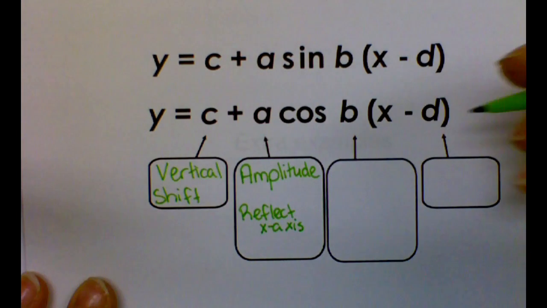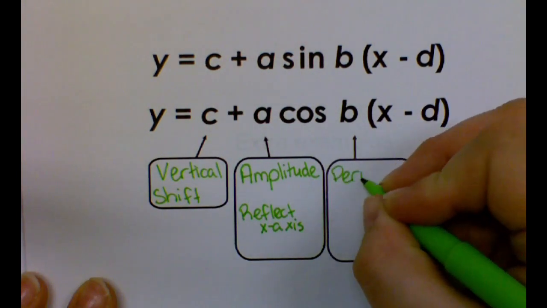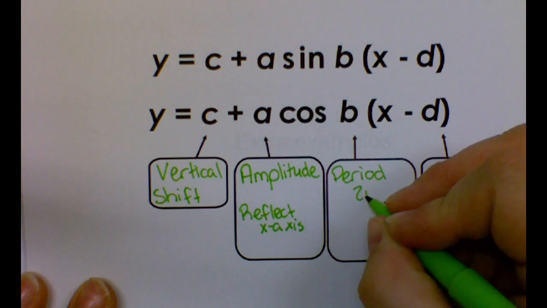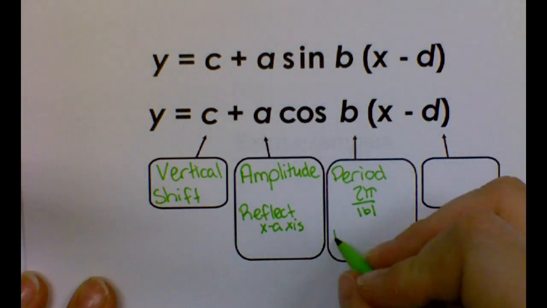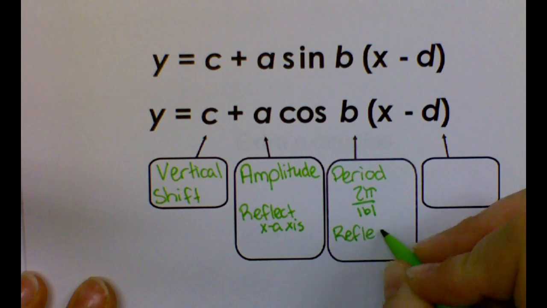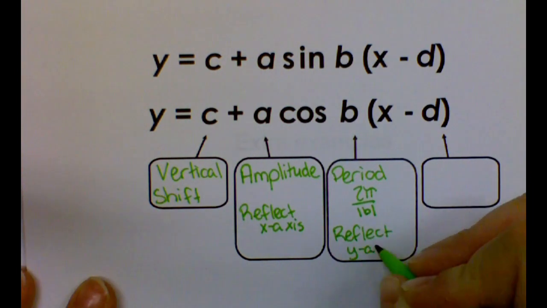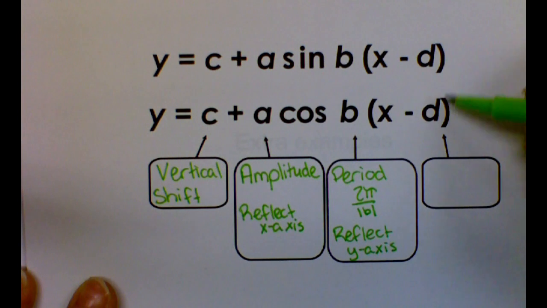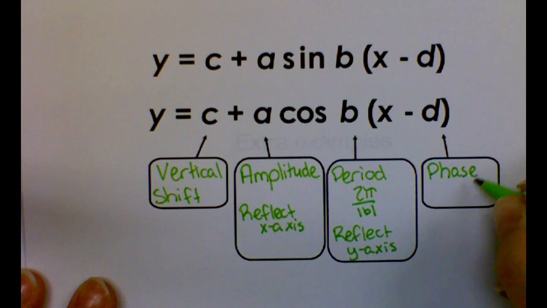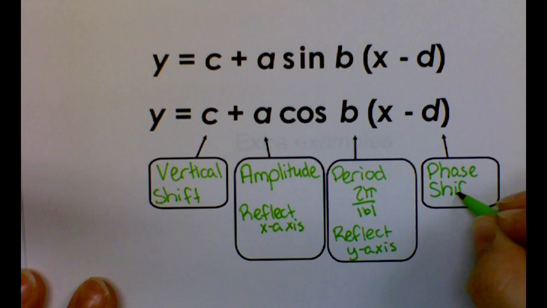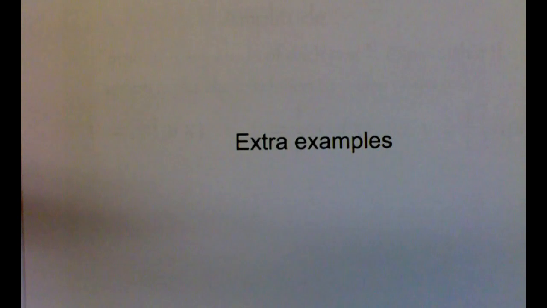B controls your period, and your period is always 2 pi over the absolute value of b. If b is negative, you could reflect over the y-axis. And then D in here with the x is your phase shift. That is how far we scoot left and right. So, extra examples.